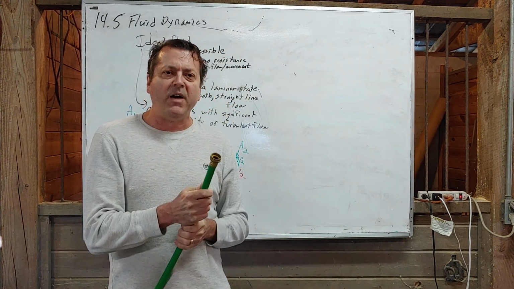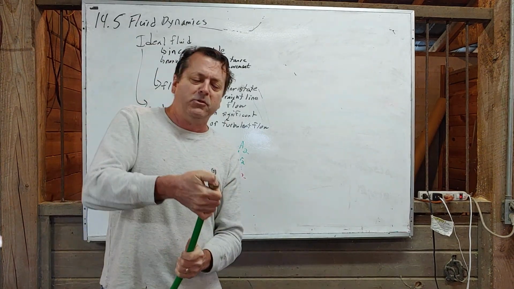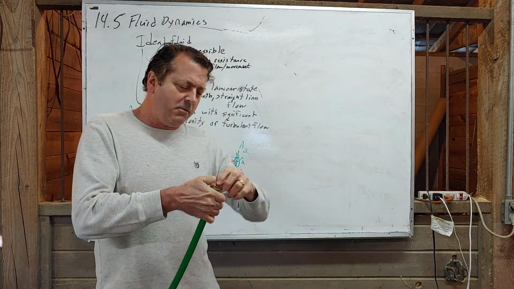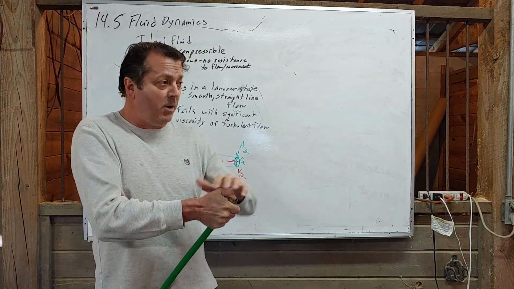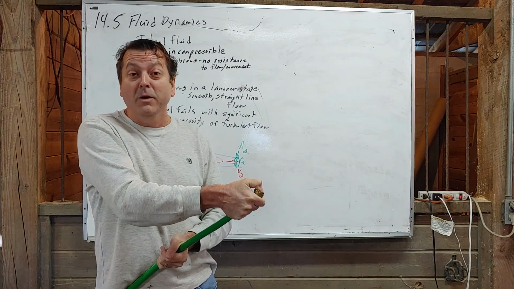So how do you make the flow come out of this faster? Well, you put your thumb on it, right? You put your thumb on it and make the opening smaller. If you make the opening smaller, you squirt your sister, right? Squirt your brother or squirt your parents. Whoever you want, right?